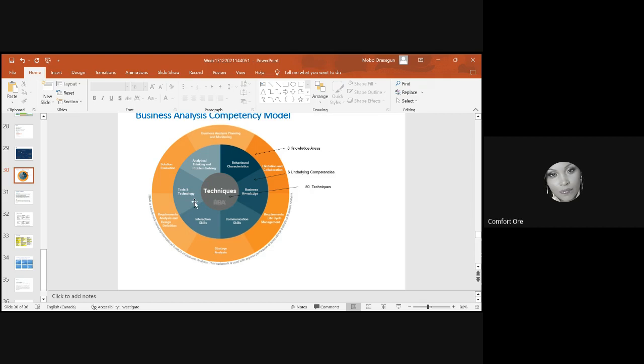The tools and technology. Remember, I was talking to you about some analysis application tools. It can be something as simple as Excel. It can be something as elaborate as Power BI or Tableau. It can be Miro. It can be Visio. You can go further and say, you know what, I'm doing some presentation with, what's this called? It's not PowerPoint. What's that design tool called?